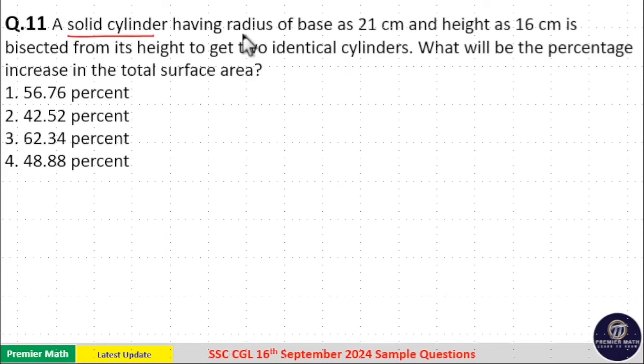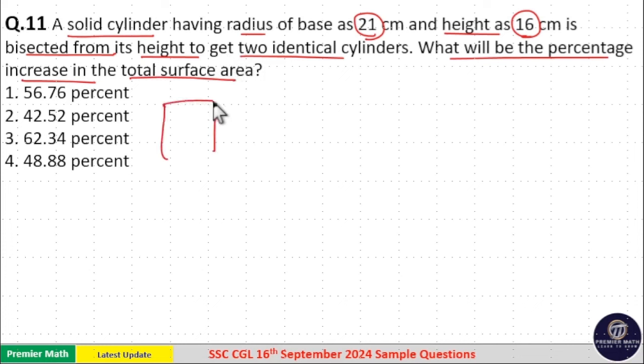A solid cylinder having radius of base as 21 cm and height as 16 cm is bisected from its height to get two identical cylinders. What will be the percentage increase in the total surface area? Here when you bisect, you are creating two additional bases. Here this is the cylinder and here you are bisecting it from the height to get two identical cylinders. That is, you are bisecting from the middle point.